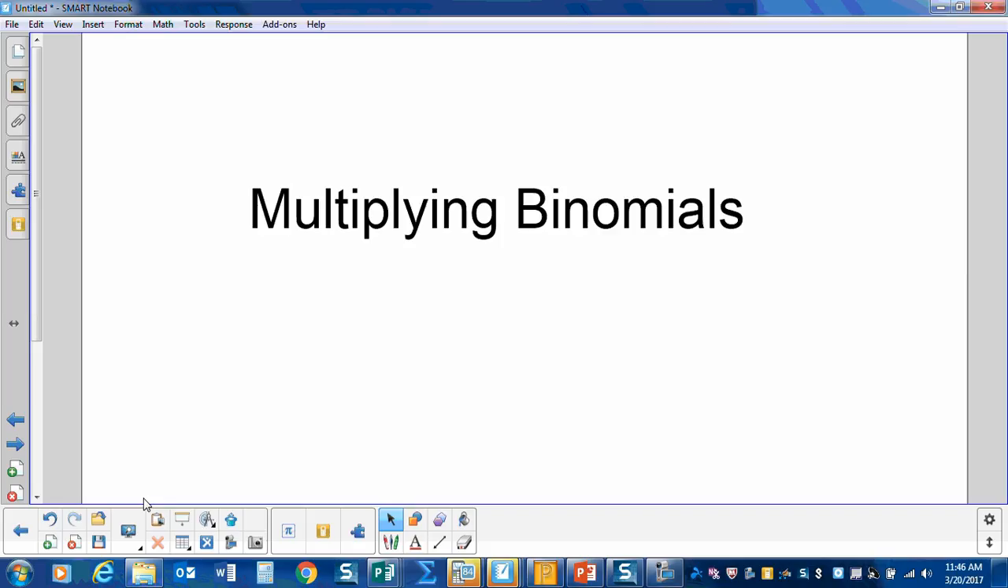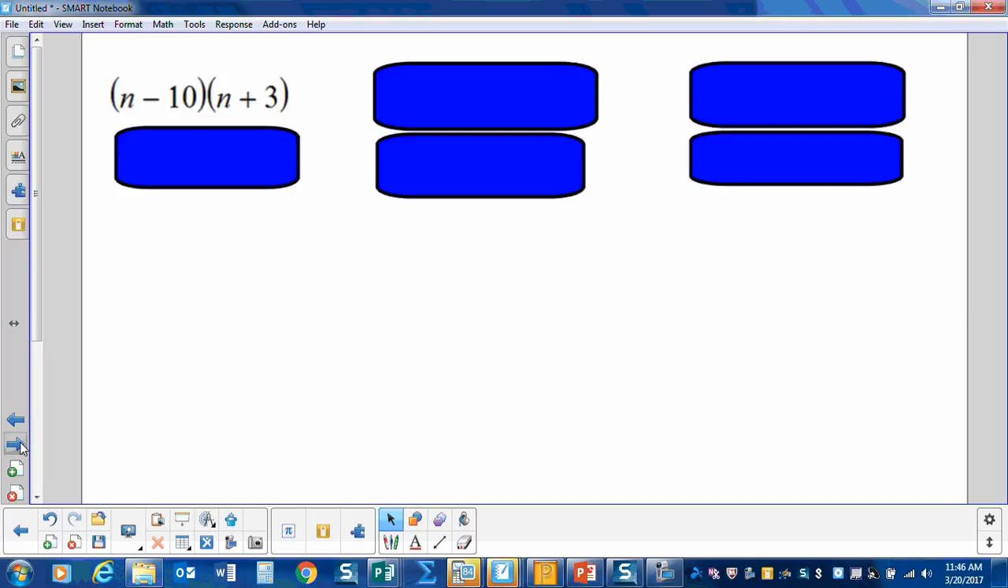Today we'll be looking at multiplying binomials. With a leading coefficient of 1, we can use mental math and see a pattern quickly here. So here I have two binomials, n minus 10 times n plus 3.